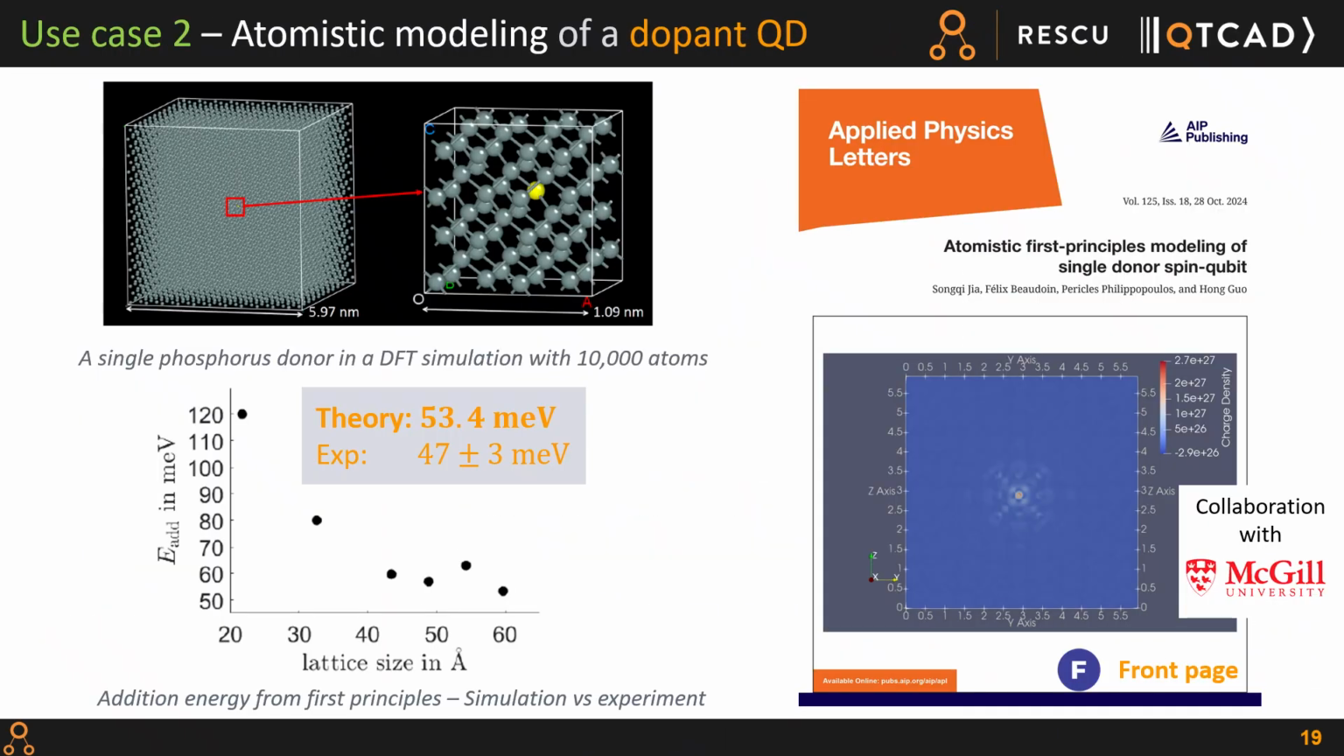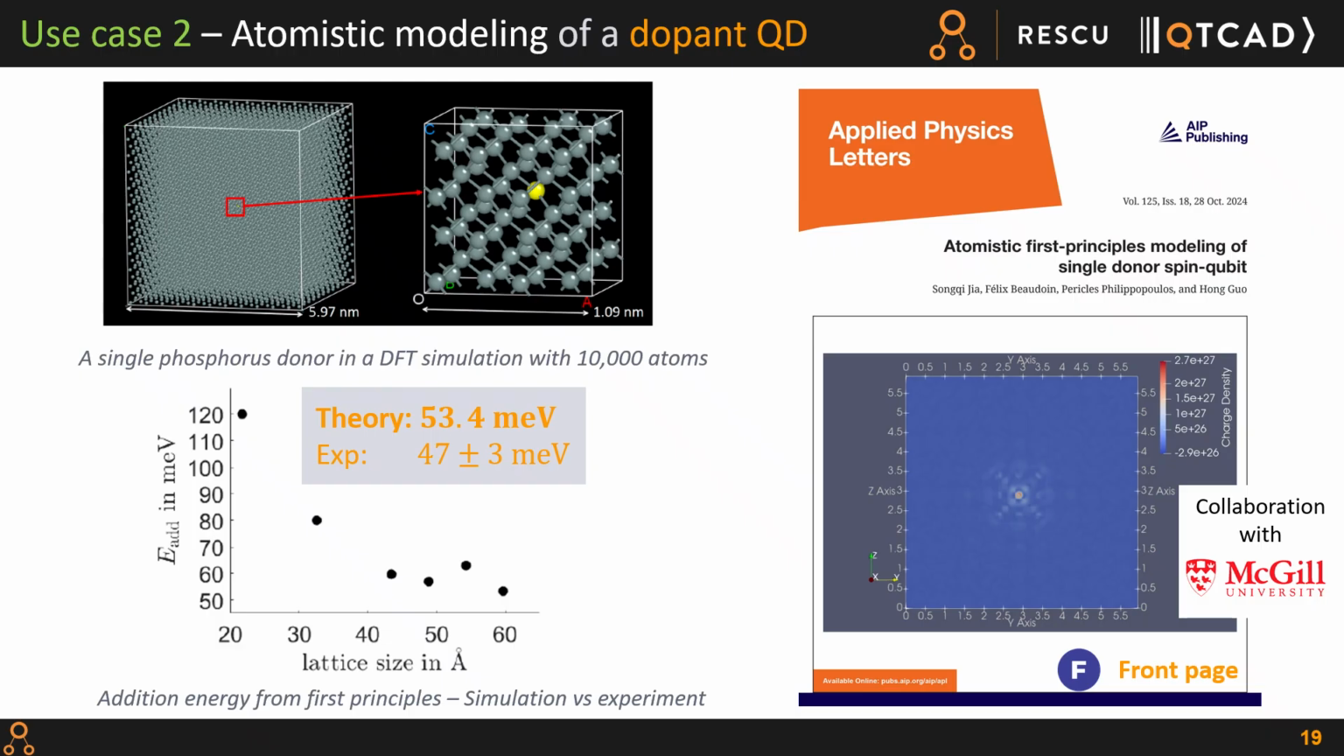In use case number 2, we demonstrated atomistic modeling of a dopant quantum dot in collaboration with McGill University by combining DFT calculations done with Rescue with QTCAD's many-body solver. I'm illustrating here a silicon supercell. It's a cube of 6 nanometers by 6 nanometers by 6 nanometers that contains roughly 10,000 atoms. In the middle of that cube, one silicon atom is replaced by a phosphorus donor.